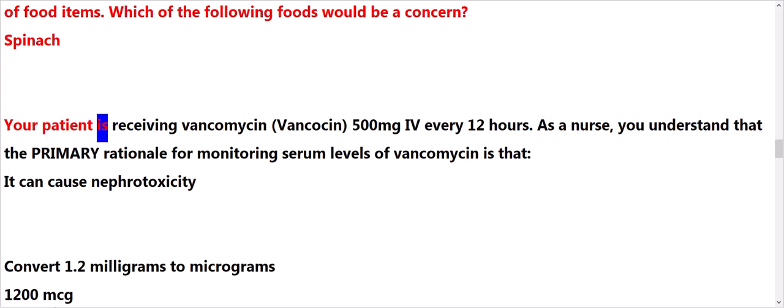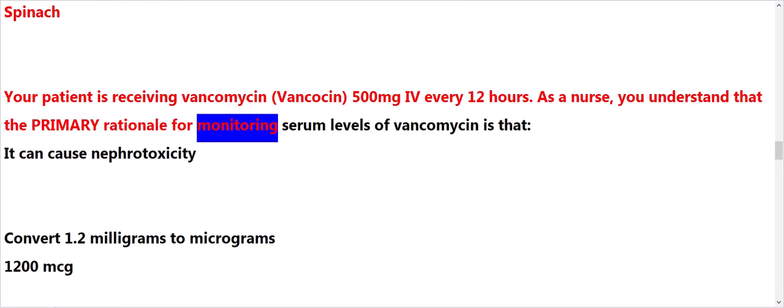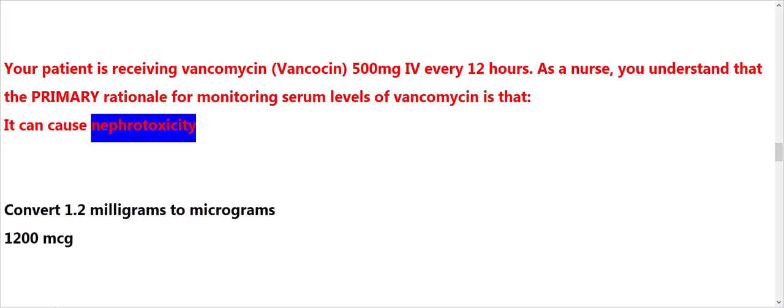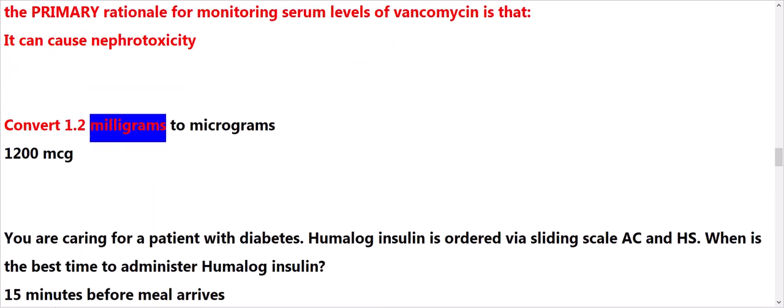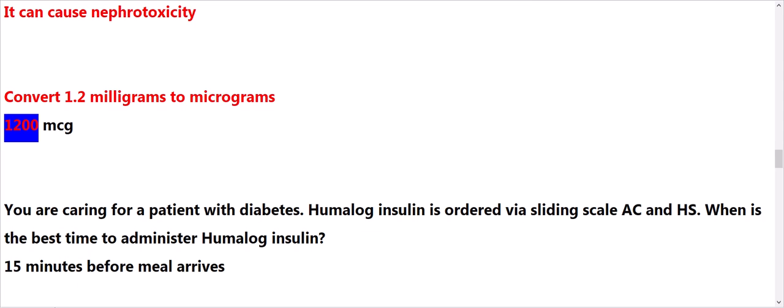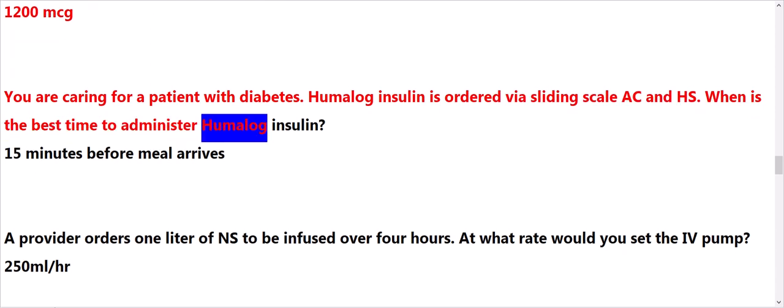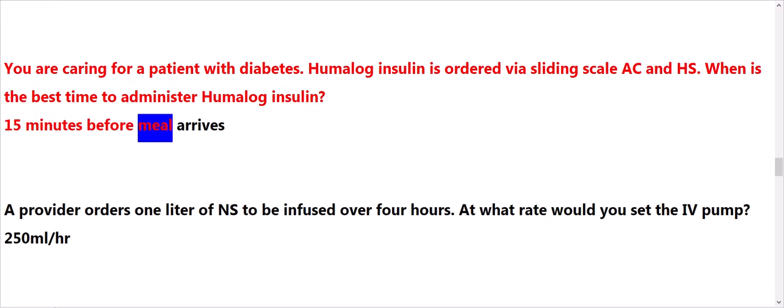Spinach. Your patient is receiving vancomycin 500 mg every 12 hours. As a nurse, you understand that the primary rationale for monitoring serum levels of vancomycin is that it can cause nephrotoxicity. Convert 1.2 mg to micrograms: 1200 mcg. You are caring for a patient with diabetes. Humalog insulin is ordered via sliding scale AC and HS. When is the best time to administer Humalog insulin? 15 minutes before meal arrives.